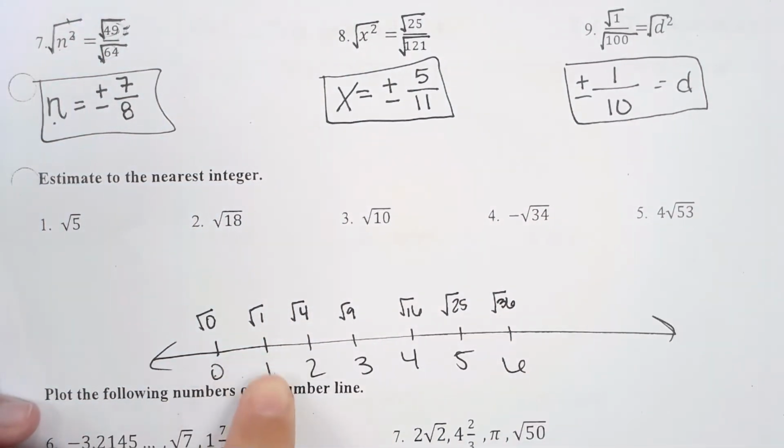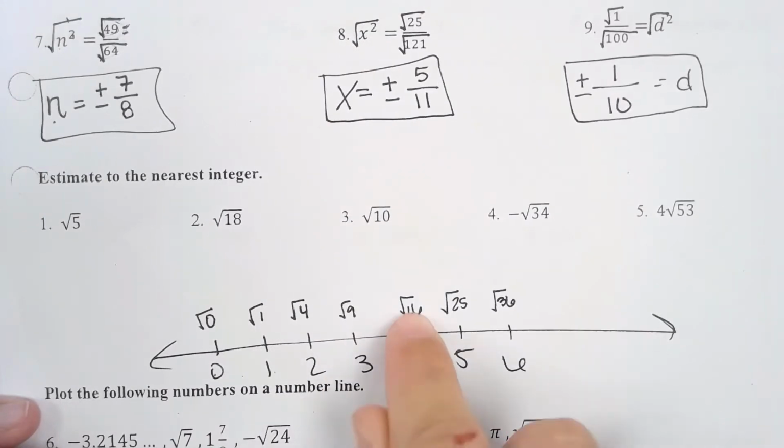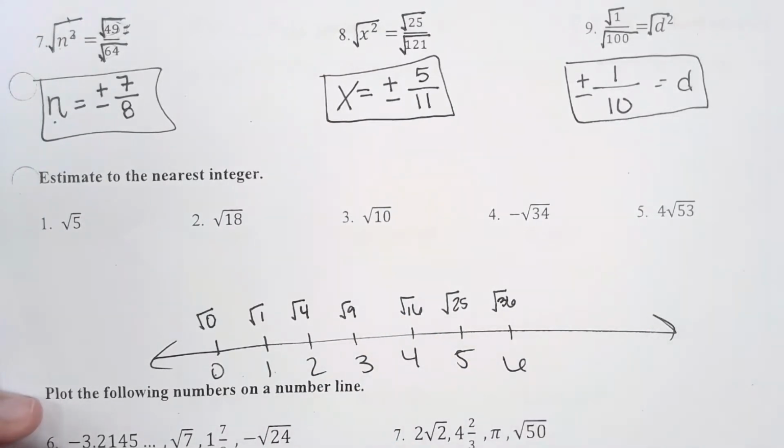So all that I'm doing to get these square root numbers is just taking their perfect squares. So like 1 times 1 is 1, 2 times 2 is 4, 3 times 3 is 9, 4 times 4 is 16, and so on, because if you were to take the square root of these numbers, you would get these numbers on the number line.